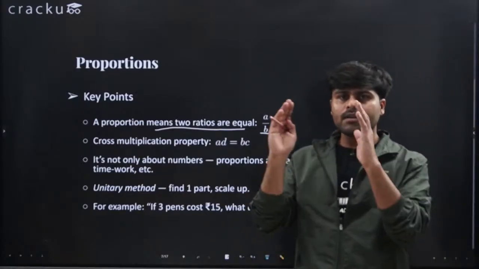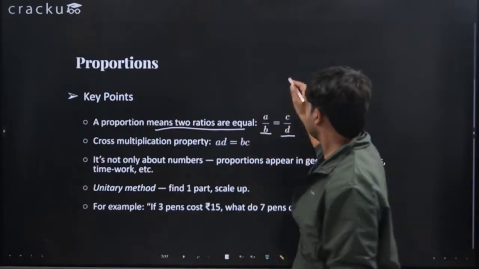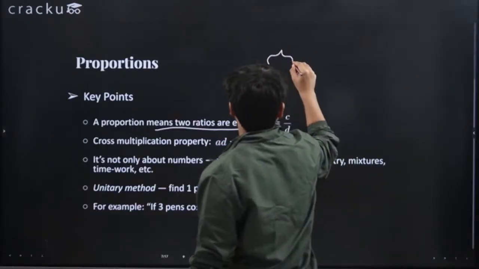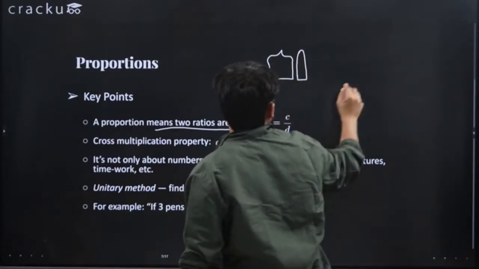So consider the Taj Mahal example. If you see that this is the smaller Taj Mahal, say this one, and this is the bigger one.